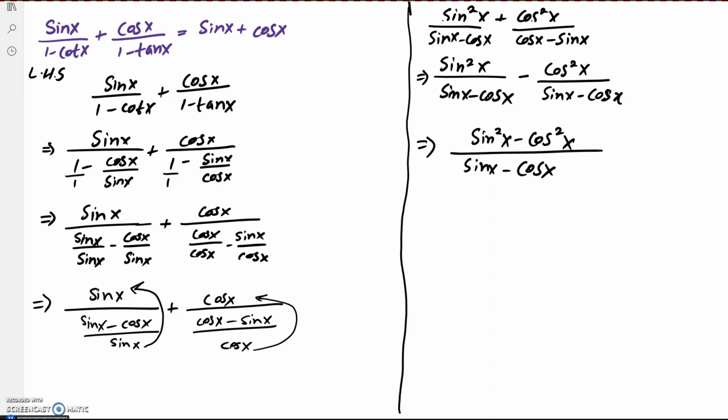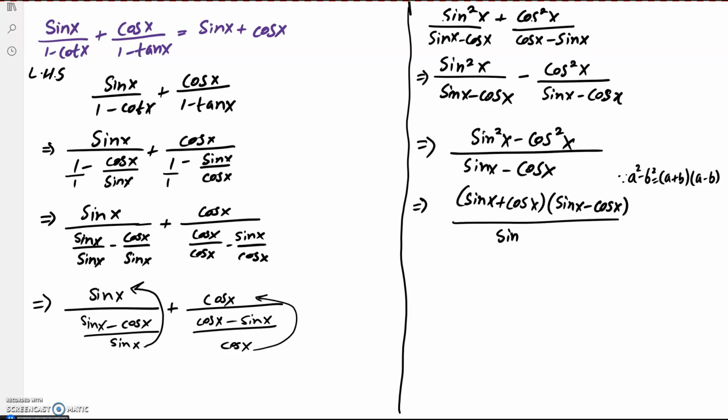So how are we going to continue this question? Let me remind you of a formula, which I'm going to write down here: a squared minus b squared is a plus b times a minus b. Now here, sine is representing a and cos is representing b. And if I use this formula, this expression will change into sine x plus cos x times sine x minus cos x over the denominator, which stays the same.